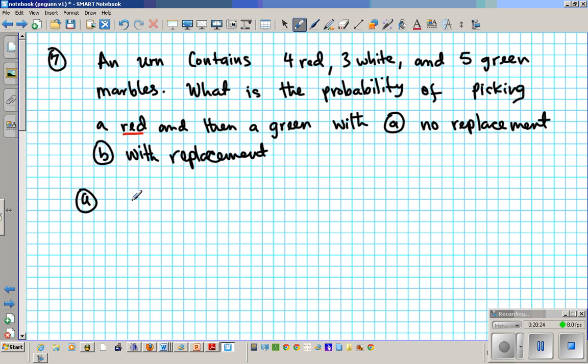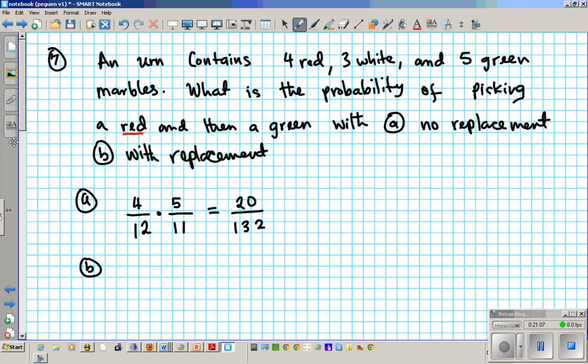There are 4 reds. 4 reds out of how many balls you have in all? 4 plus 3, 7 plus 5, 12. So this is success, 4, and then over the total is going to be 12. Okay? Times. We'll now hope to get a green. How many greens are there? 5 greens. But wait, since there is no replacement, did the total go down? Of course. Since there's no replacement, that means 1 is gone, you're left with 11. Okay? The answer in this case is going to be 20 divided by 132.